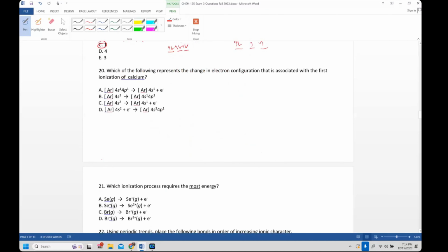All right, almost there. Number 20. Which of the following represents the change in electron configuration associated with the first ionization of calcium? All right, so calcium has the configuration argon 4s2. First ionization, it will become 4s1. So we have argon 4s2 to argon 4s1 plus an electron. So that's C.